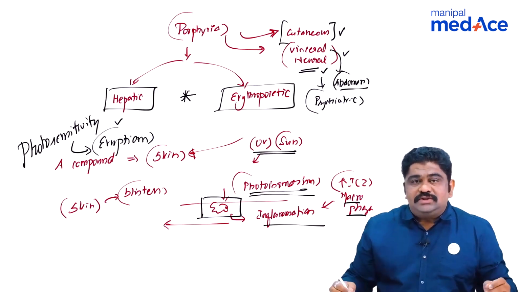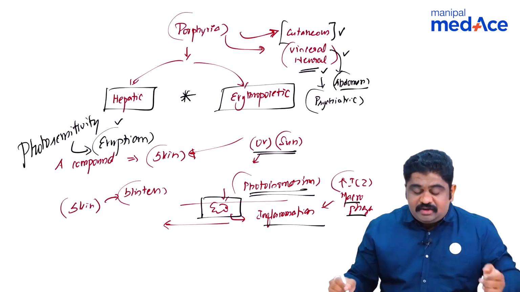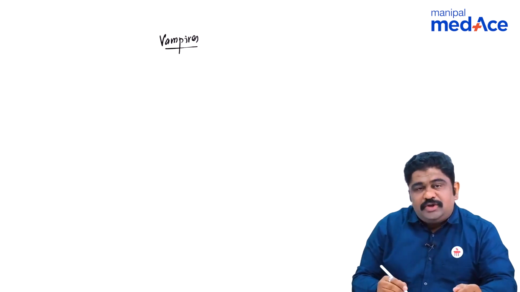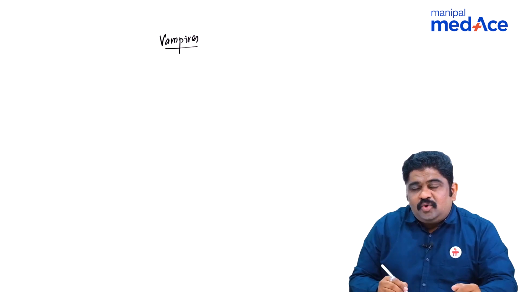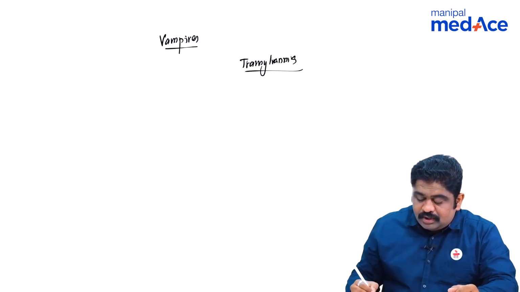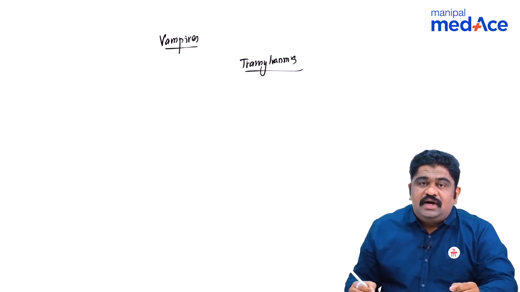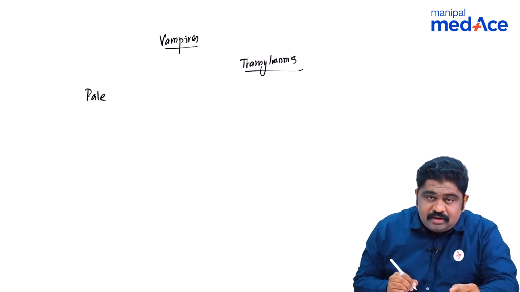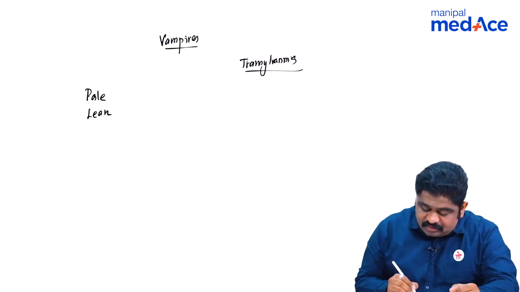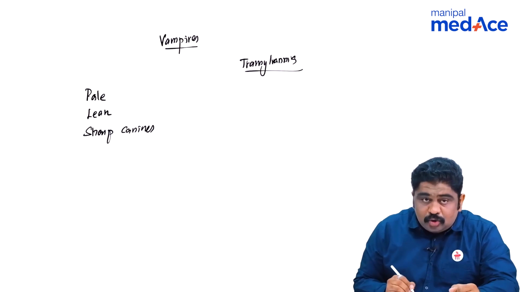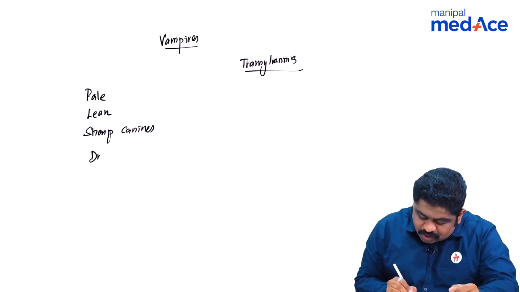Now, why do you have to know all these things? Have you heard of the concept of vampires? These vampires, do they exist? 200, 300 years back when vampire stories were happening, they used to keep a place called Transylvania as the home place for all these vampires. And these vampires have some important features. They are pale, they are lean, they have sharp canines, and when you look at their face, they always look like they have drunk blood.